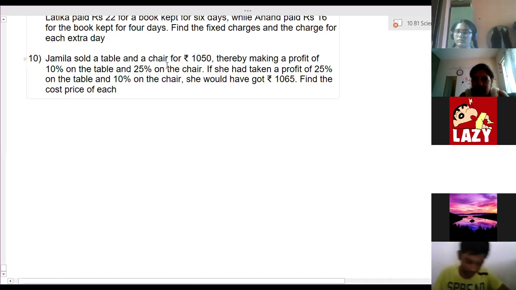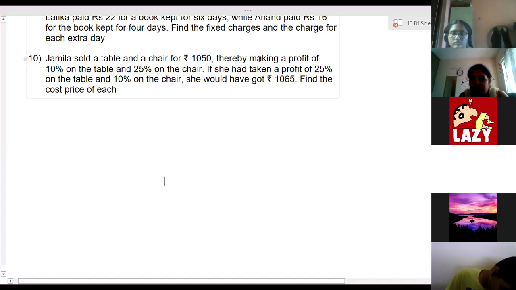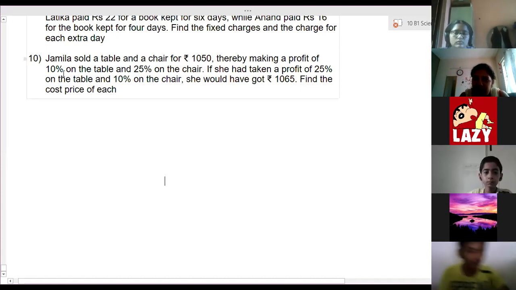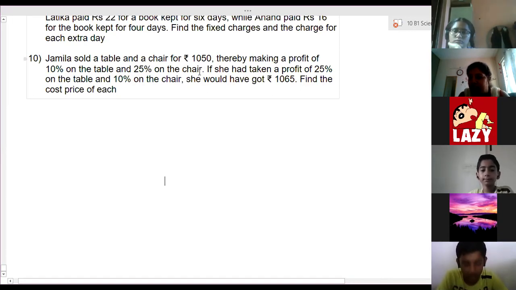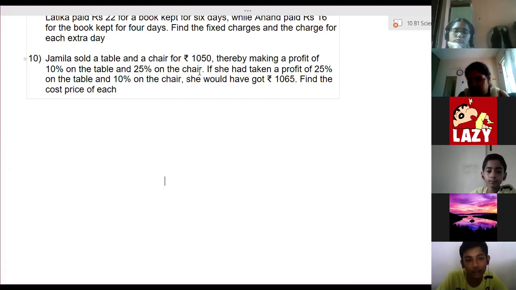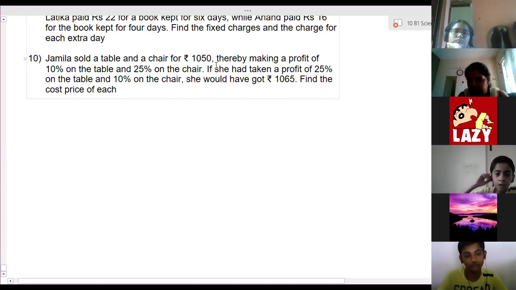So now one table and one chair is sold for rupees 1050 together, thereby making a profit of 10% on table and 25% on the chair. So suppose table and chair cost prices are X and Y. After 10% profit on the table and 25% profit on the chair, the total selling price is 1050. That is one condition.